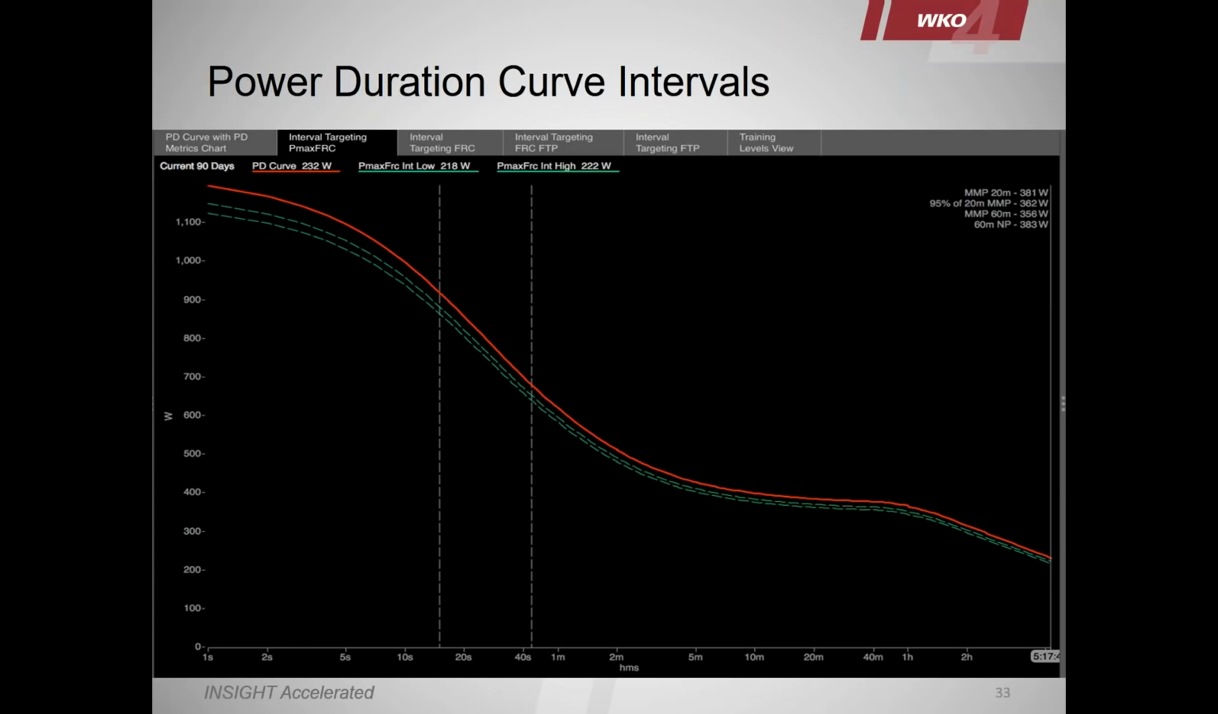The reality is we've all been taught that you can't improve VO2 max. I'm going to show you something about that. Fully trained, you can't improve VO2 max, but it is improvable.